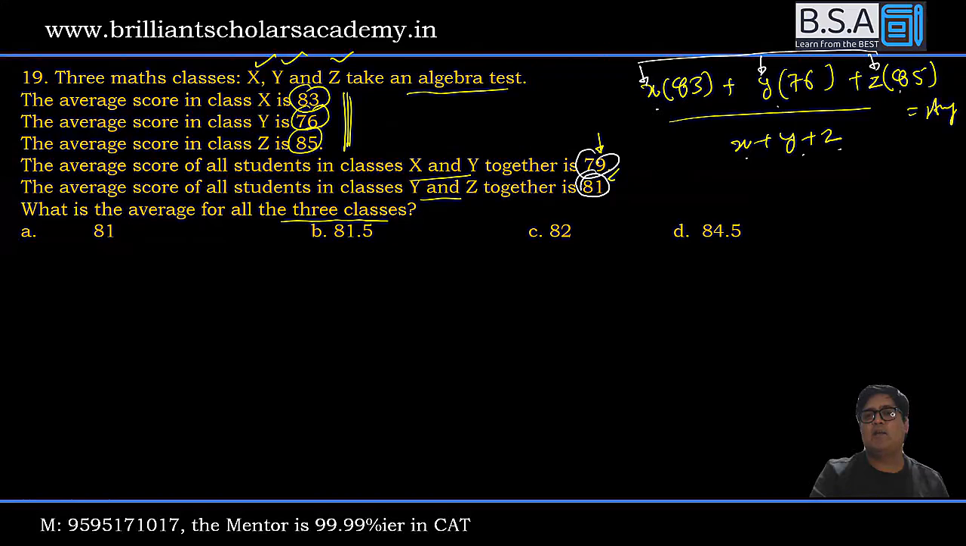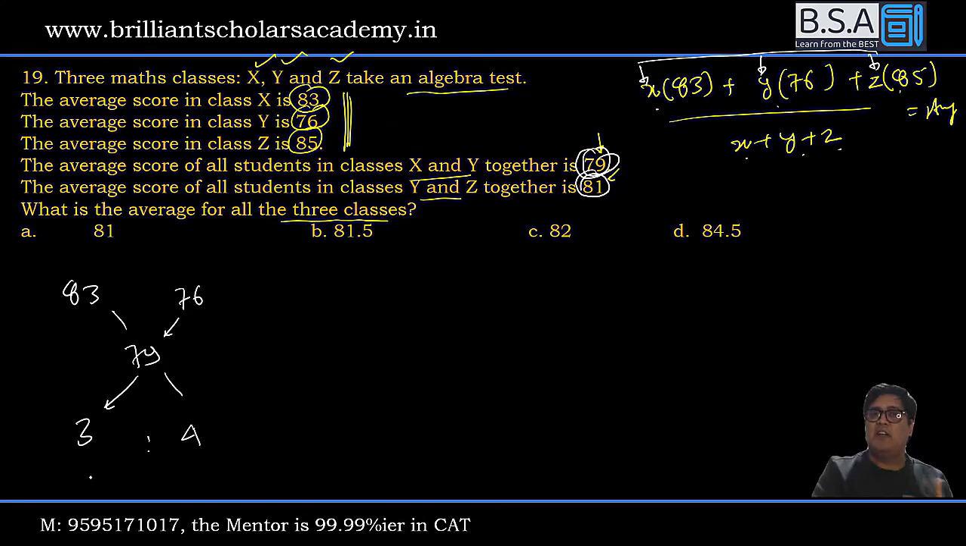Look, these hints are given to you. What is the average of X? 83. What is the average of Y? 76. What is the combined average? 79. So when you perform this subtraction 3, when you perform this subtraction 4, this is the ratio of number of students of X and Y. So you can relate X and Y in one term here like this.